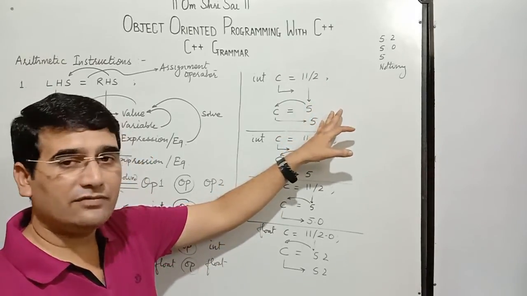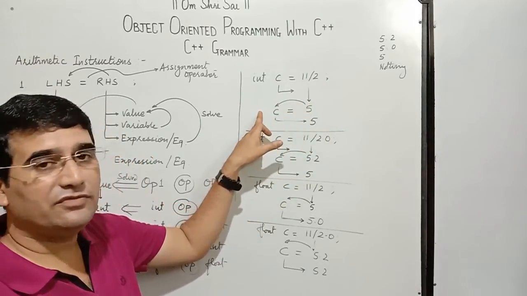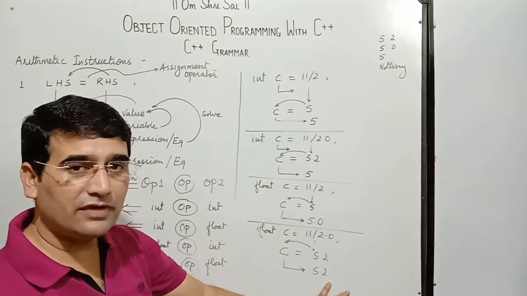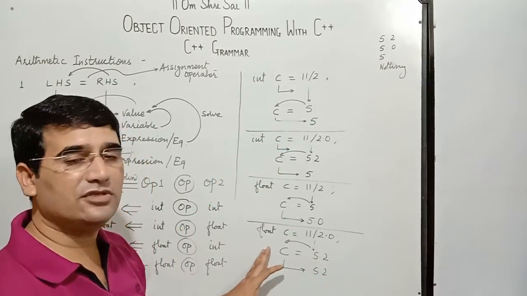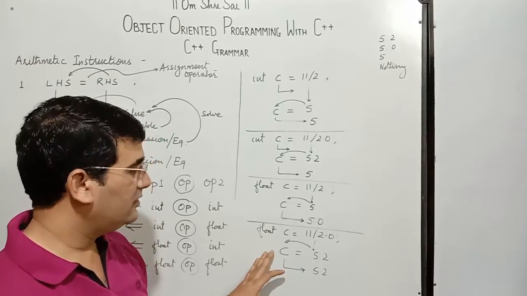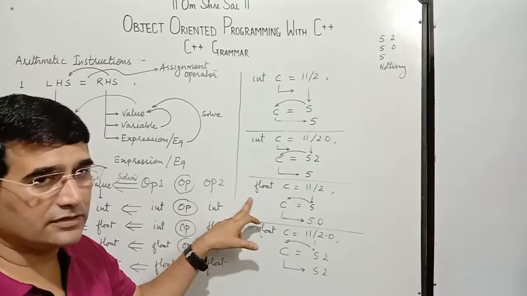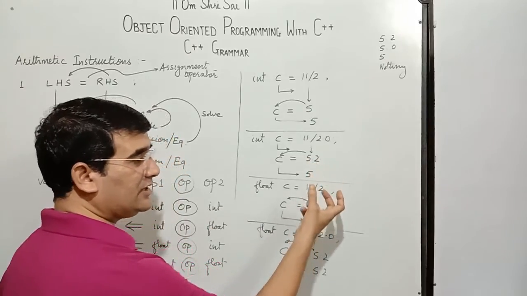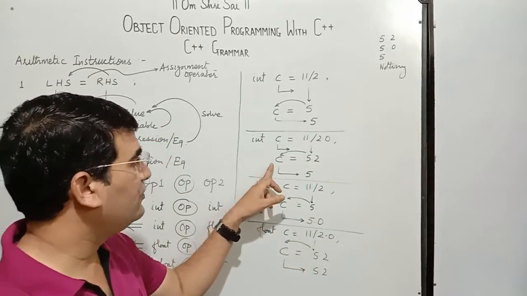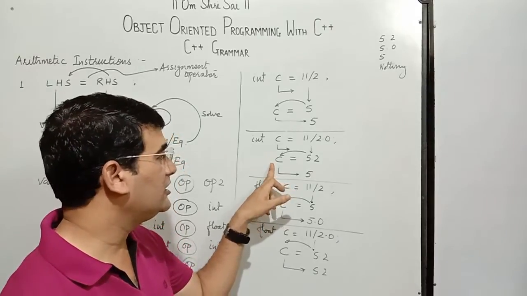In case of first and fourth case, the value which is evaluated at right hand side, the capacity of that value is same as the capacity of the variable at left hand side. Then the total, full value will be initialized. But in case of second and third case, यदि right hand side पर ज़्यादा capacity की value है और left hand side पर जो variable है वो कम capacity का है, उस case में value truncate होगी.